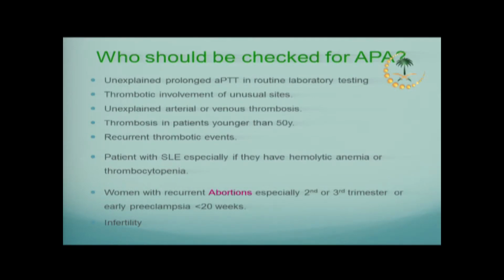So the recommendation raised by the ACCB and ISTH committees is that you need to do these tests definitely for patients who present with an unexplained prolonged aPTT, which usually gets detected on routine checkup, especially pre-operation. Patients with thrombotic involvement of unusual sites, unexplained arterial or venous thrombosis, thrombosis in patients younger than 50 years, or recurrent thrombosis. Patients with SLE, especially if they have additional symptoms like hemolytic anemia or thrombocytopenia. And definitely patients with abortion, and some even suggested testing for infertility.